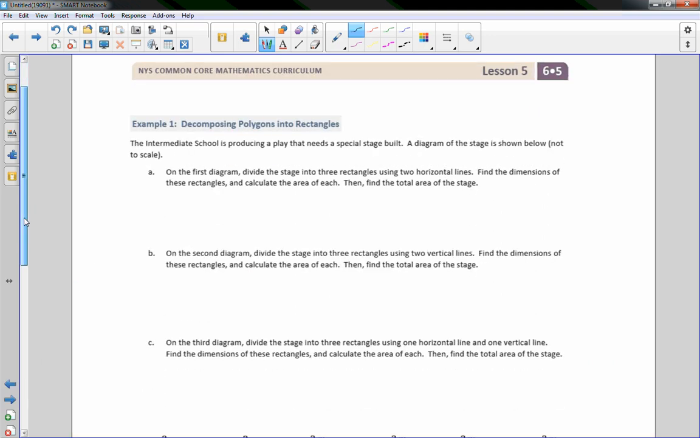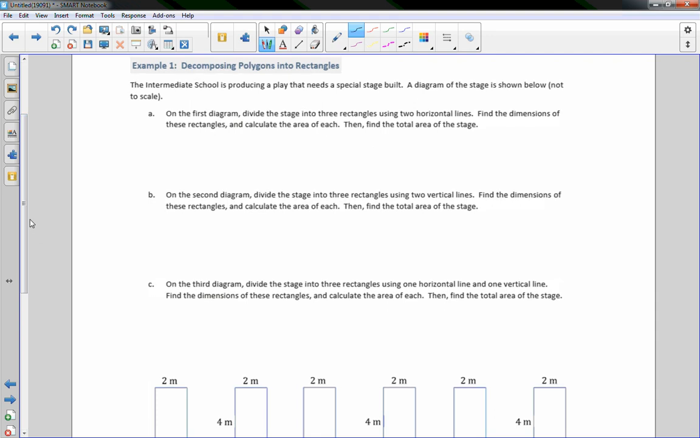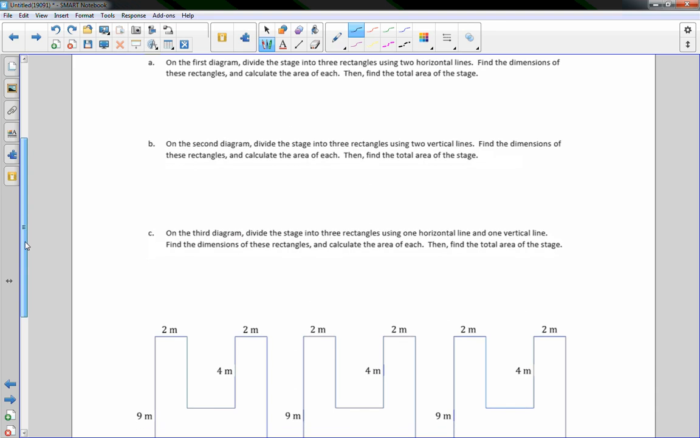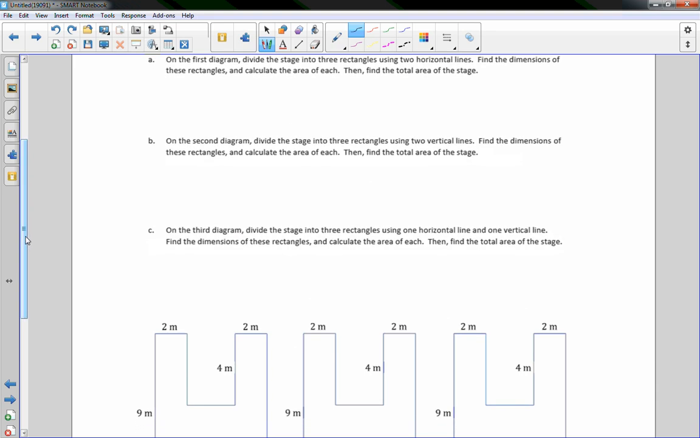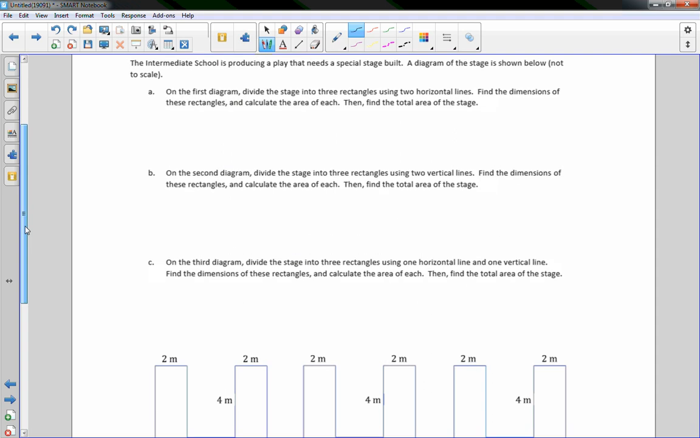Okay, so here's example 1, decomposing polygons into rectangles. The intermediate school is producing a play that needs a special stage build. A diagram of the stage is shown below, not to scale. On the first diagram, divide the stage into 3 rectangles using 2 horizontal lines. Find the dimensions of these rectangles and calculate the areas of each. Then find the total area of the stage. So what I was just discussing in the last page is going to be done here.